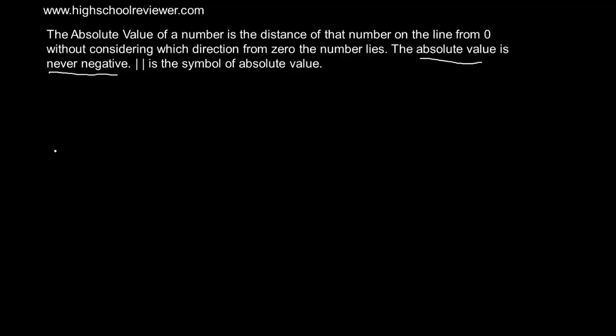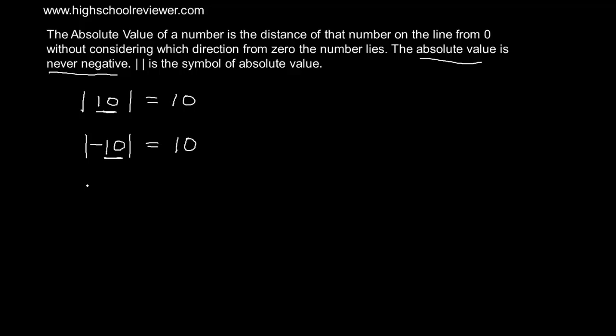Okay, let's have here an example. Let's have the absolute value of positive 10. The absolute value of positive 10 will just be the number itself. Okay, so it is never negative. So since 10 here is the number, the absolute value of positive 10 is 10. How about if we will get the absolute value of negative 10? The absolute value of negative 10 again is the number itself, and that is 10.